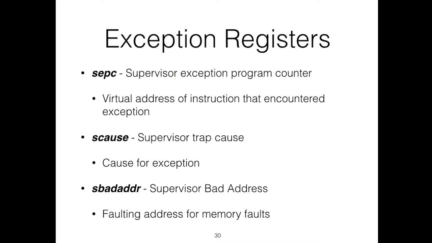Other important exception registers you'll be looking at if you're doing kernel code: there's the exception program counter, which holds the virtual address when you take a fault, so you know where you were coming from. There's the supervisor trap cause register. This will tell you why the exception triggered. Was it a system call? Was it a memory fault? Was it an illegal instruction? Was it a breakpoint? That kind of thing. And then there's another register, the supervisor bad address register, which holds the faulting address for the memory fault. So you know which address you have to handle if you're doing a page fault and that kind of thing.